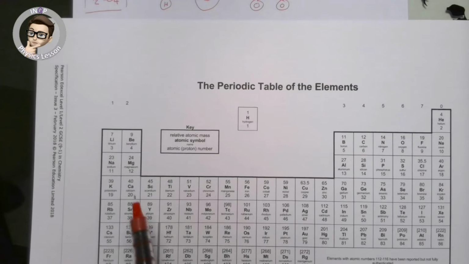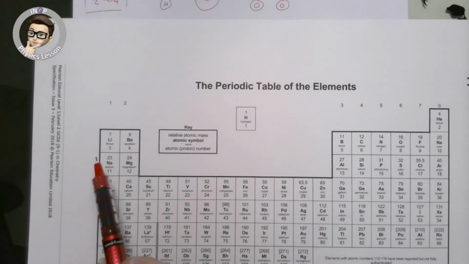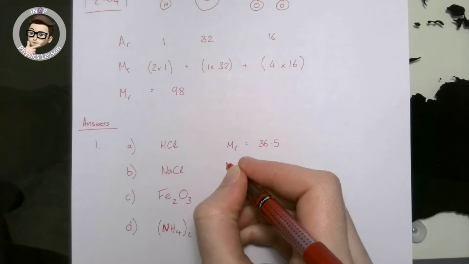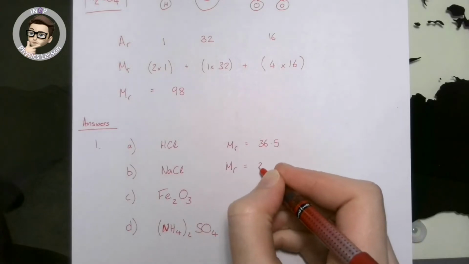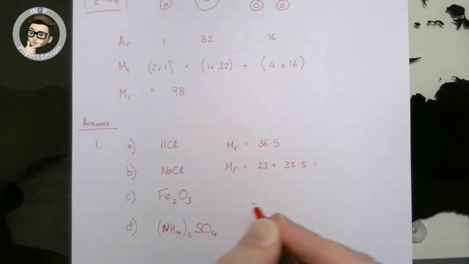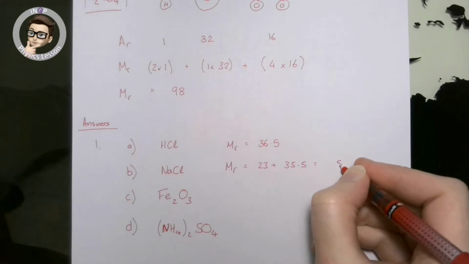Okay, second one, part B, NaCl. Again, looking for sodium. Sodium over here has 23, and chlorine again, 35.5. So we can say that our relative molecular mass is going to be 23 plus 35.5, which will give us 58.5.